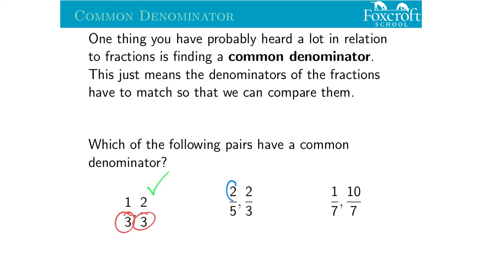At the second pair, the tops are the same, but that doesn't matter. We want to care about the bottoms. Those bottoms are different, so this is not a common denominator. And the last one, 7 and 7, so they are. So as long as those bottoms, the denominators, are the same, then they're a common denominator.